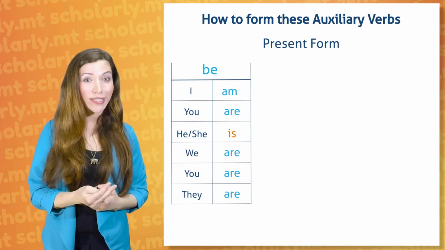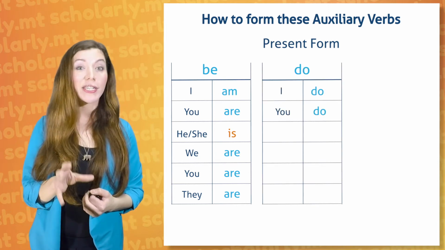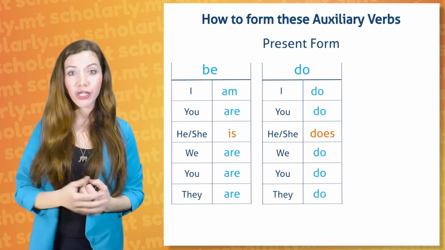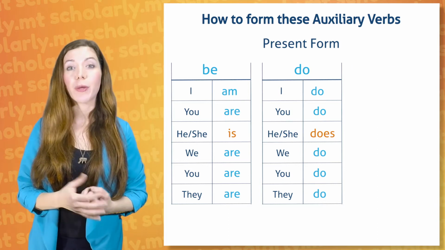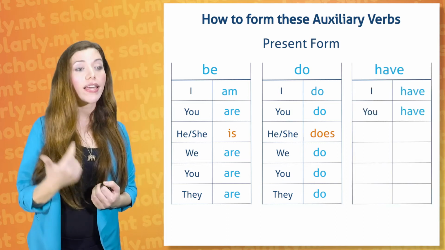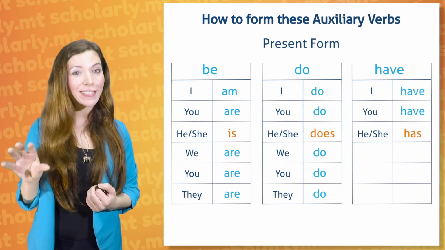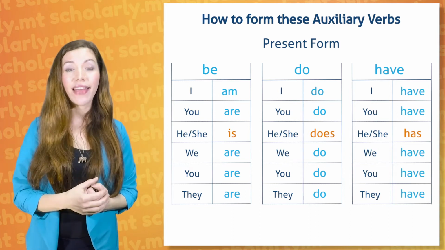The second auxiliary verb, do. I do, you do. The third person, he or she, does. We, you, they, do. And same with the third auxiliary verb, have. I, you, have. He or she has. We, you, and they have.